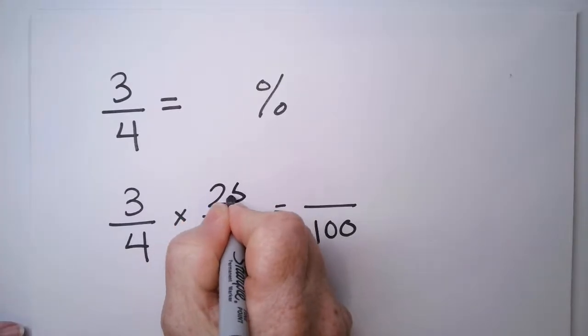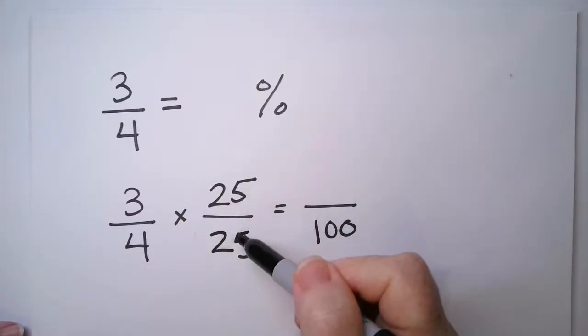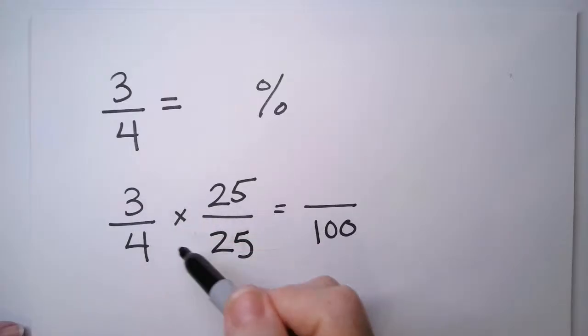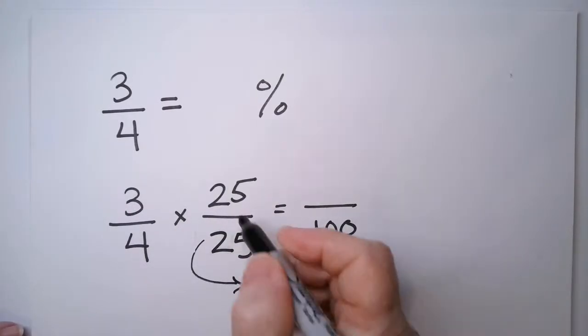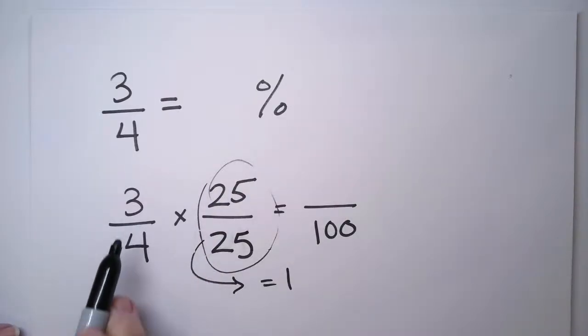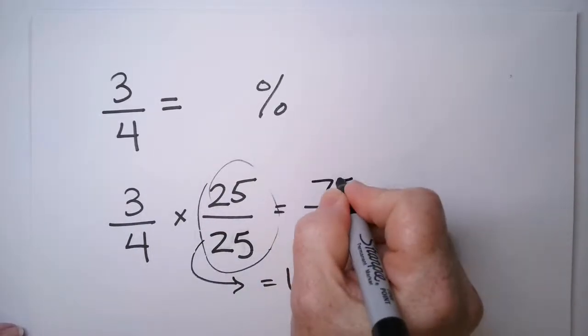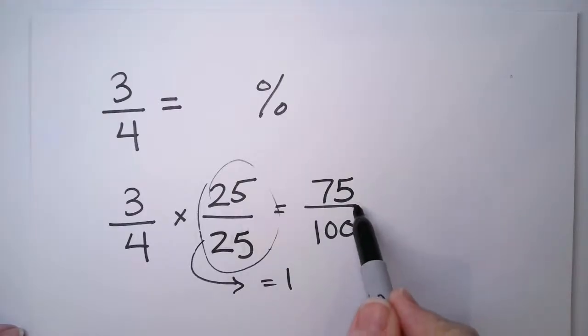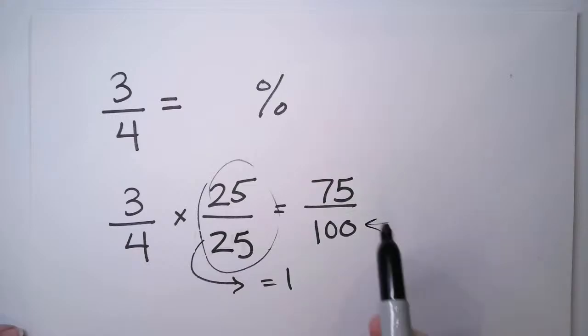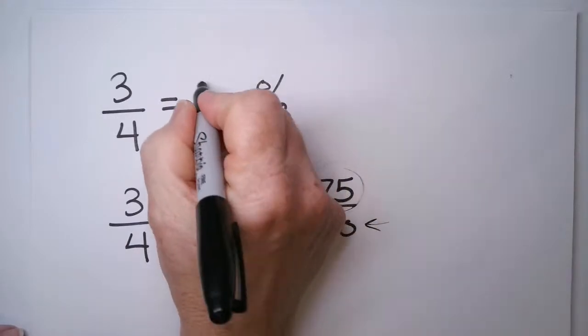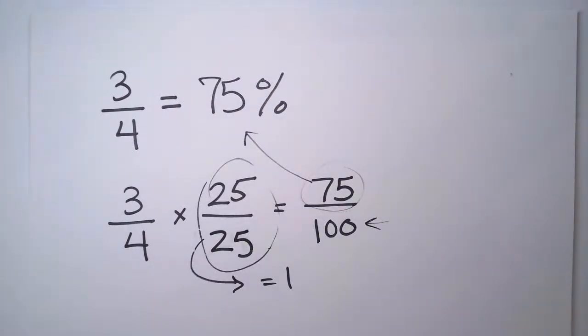So in order to not change the problem, I have to multiply top and bottom by the same number. This is a clever form of 1 because the top and bottom are the same. So 3 times 25 is 75. A percent is the numerator of a fraction whose denominator is 100, so you just rip this off and stick it up there. That's how you got 75. You probably had that one memorized. What about this one?